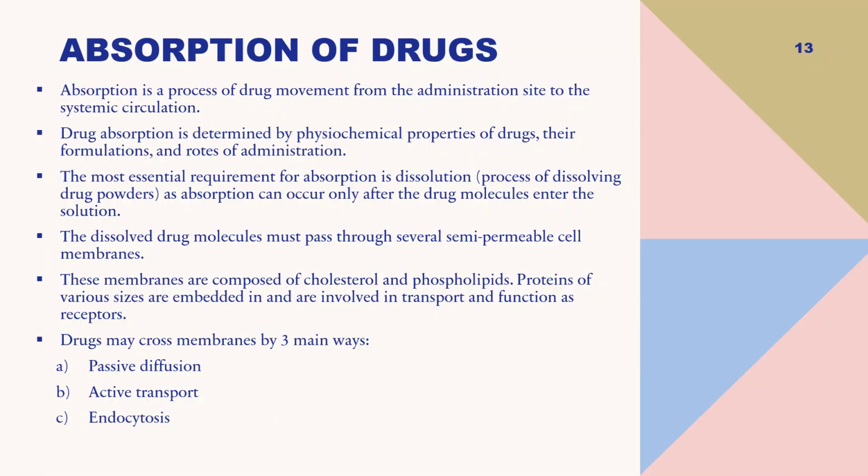The dissolved drug molecules must pass through several semi-permeable cell membranes. The membranes are composed of cholesterol and phospholipids. Proteins of various sizes are embedded in them and are involved in transport and function as receptors. So, as you already know after you learn biology, the cell membranes are composed of cholesterol, phospholipids, and different types of proteins which act as receptors and help in transporting different medications.